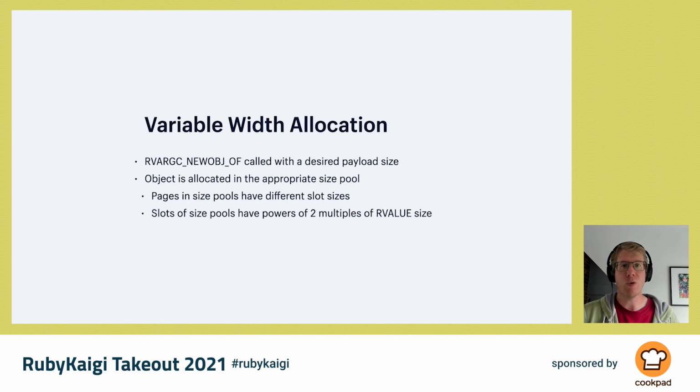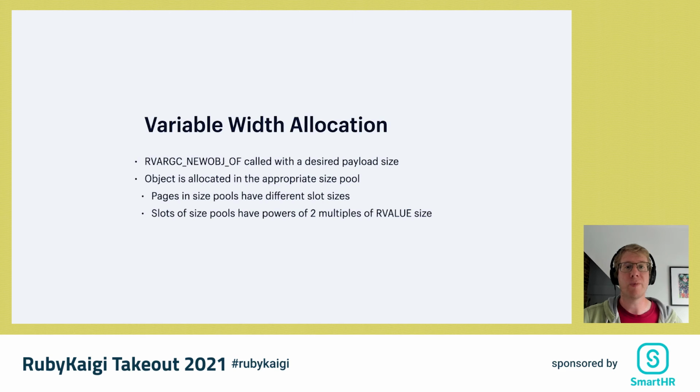But how does the allocator work? Remember that Ruby's heap is divided into pages, and each page is made up of slots. We've changed the garbage collector to introduce heap pages with slot size other than 40 bytes. And to do this, we built a new structure called a size pool. This is a collection of pages with a particular slot size.